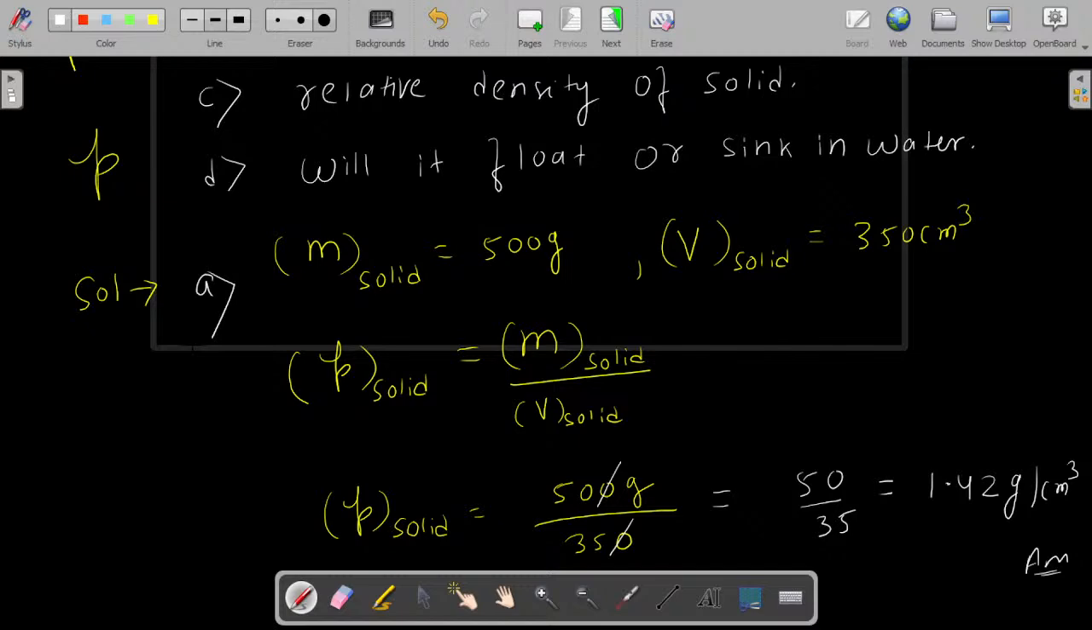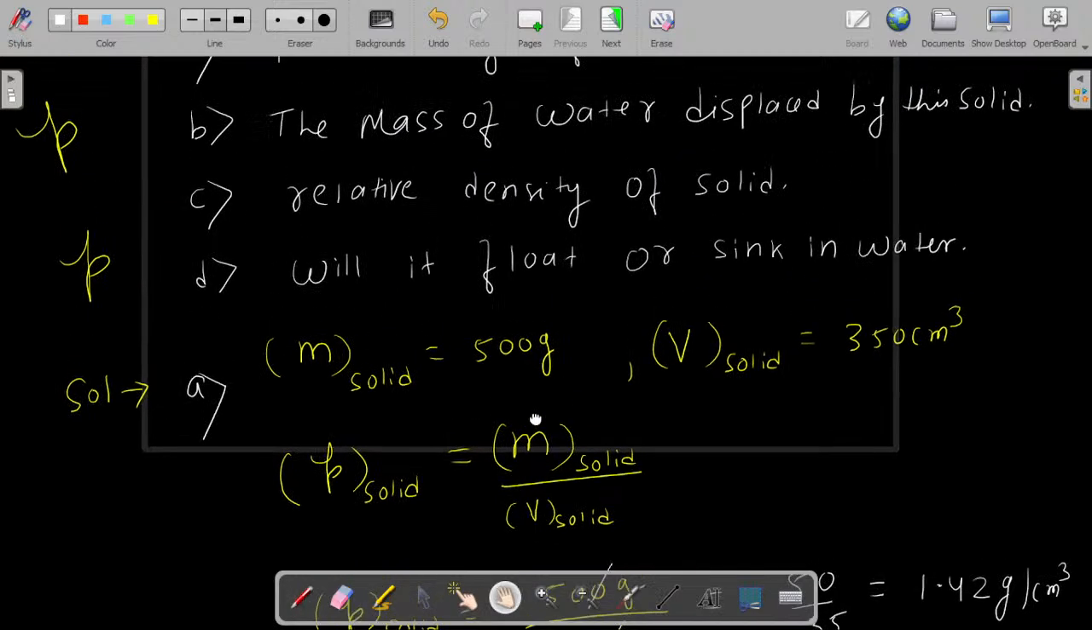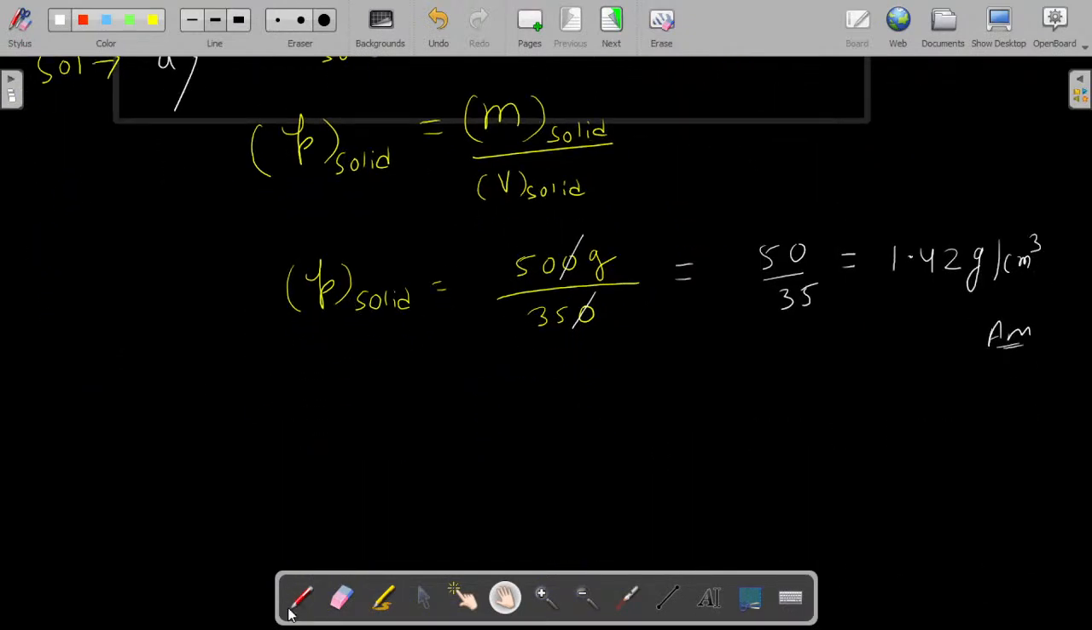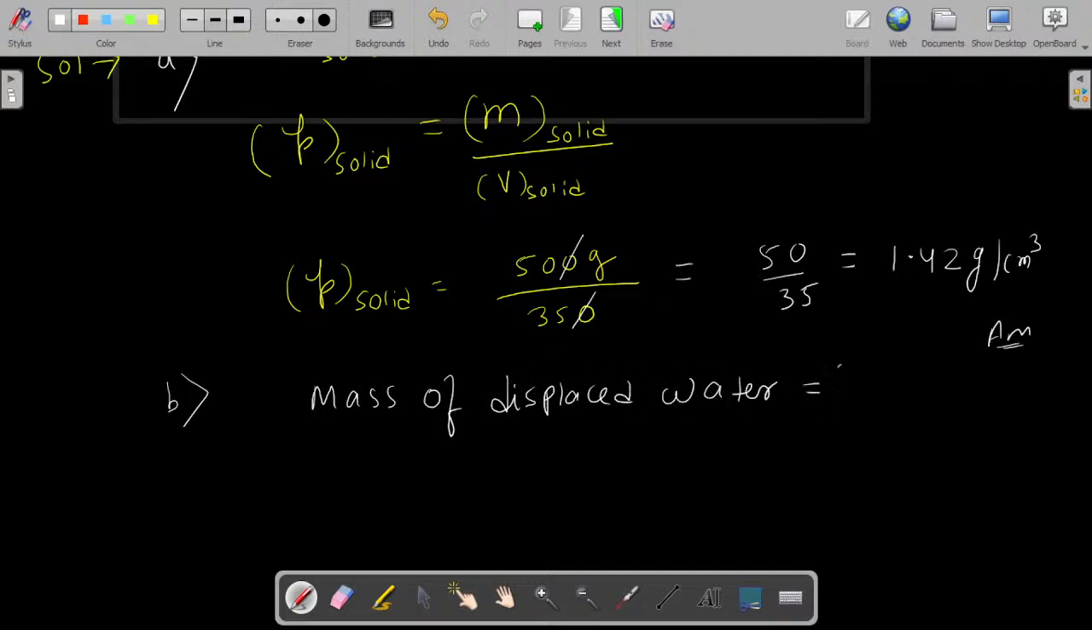Second question, you try. What is given? The mass of water displaced by solid. Write down the second, B part. Mass of displaced water. We have to find the mass of displaced water.